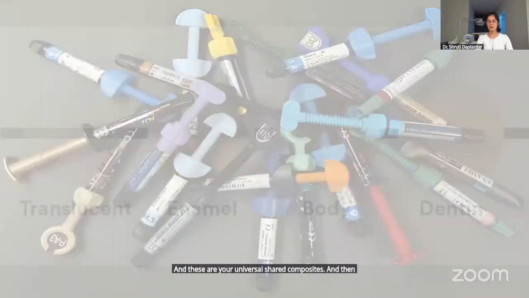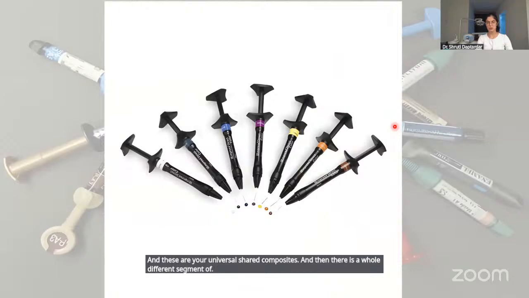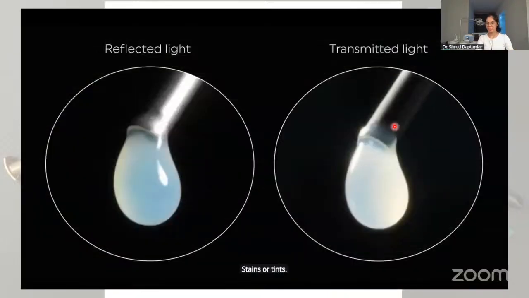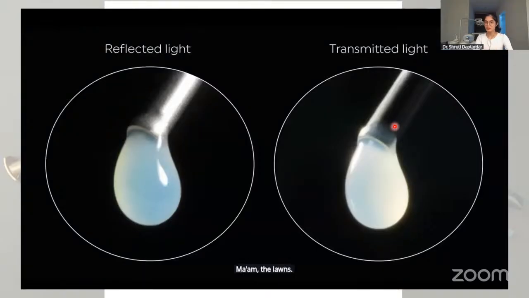And then there is a whole different segment of stains or tints, effects, opalescence, opacers. They are used to create deep fake optics and hyper realistic restorations. So, whenever you have come across a composite restoration, when you can see beautiful amber halo, mamelons, blue tints, this is what we have used in those restorations.